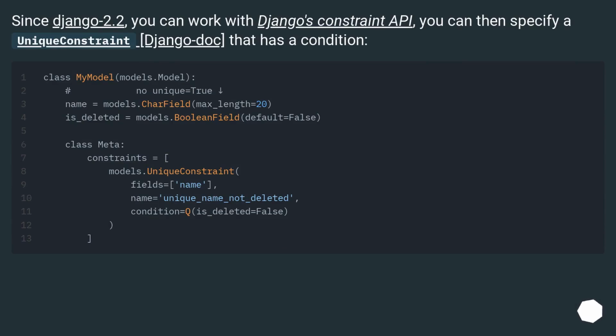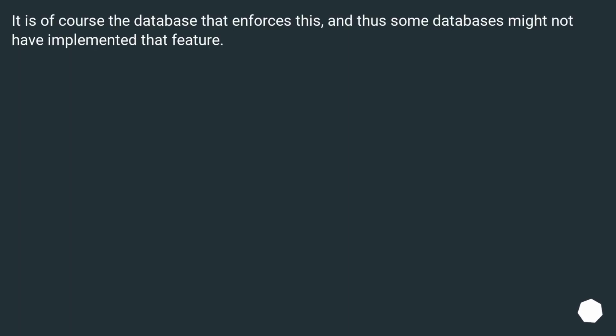Since Django 2.2, you can work with Django's constraint API. You can then specify a unique constraint, Django Docs, that has a condition. It is of course the database that enforces this, and thus some databases might not have implemented that feature.